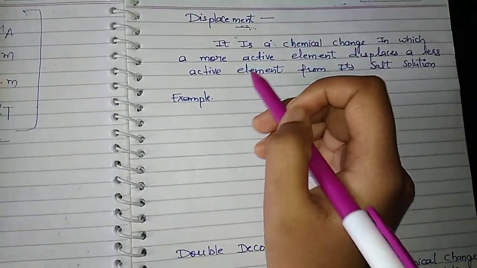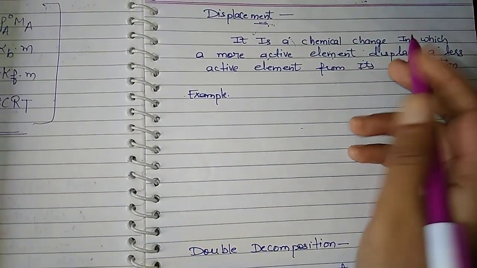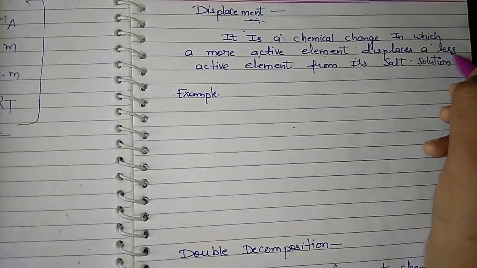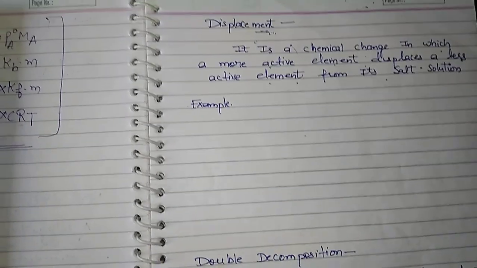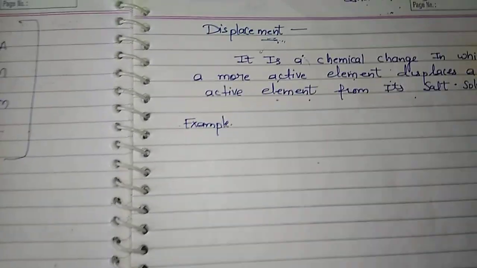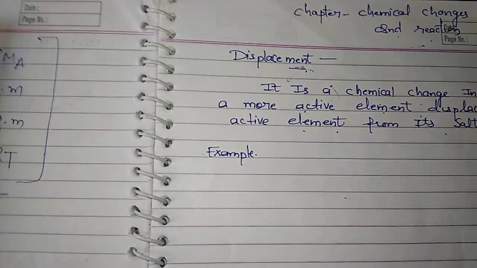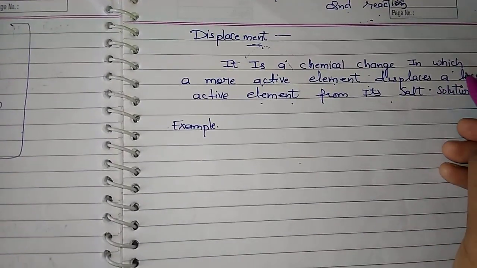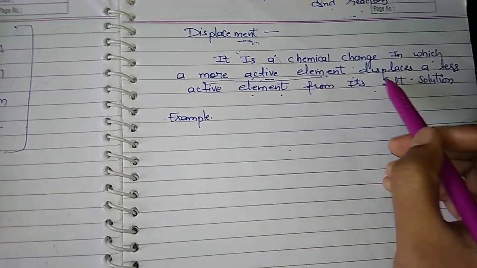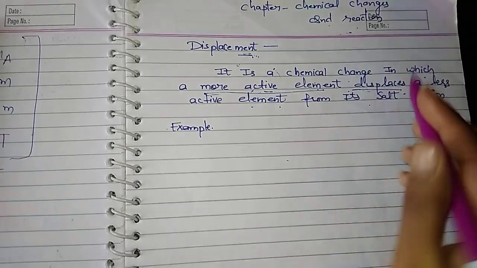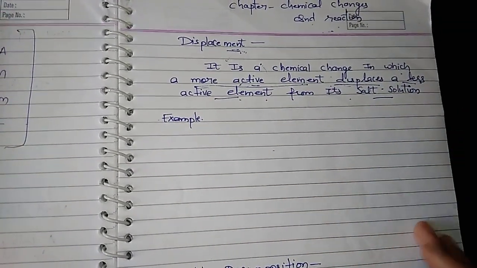What is a displacement reaction? It is a chemical change in which a more active element displaces a less active element from its salt solution. What is displacement? Displacement means to displace. We have to displace something. It is a chemical change in which a more active element displaces a less active element from its salt solution.